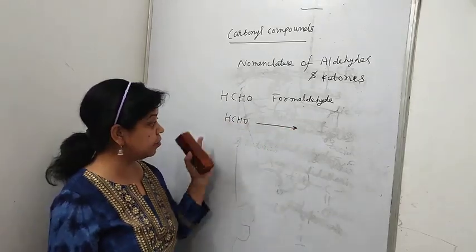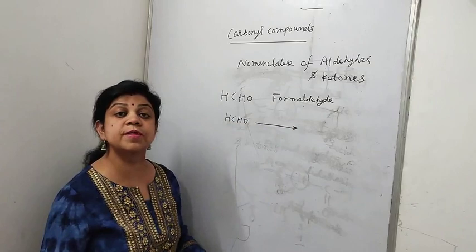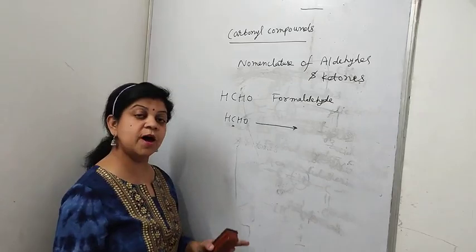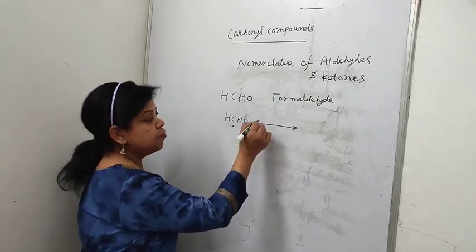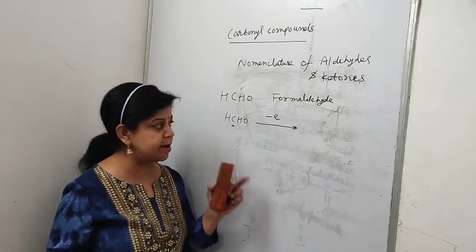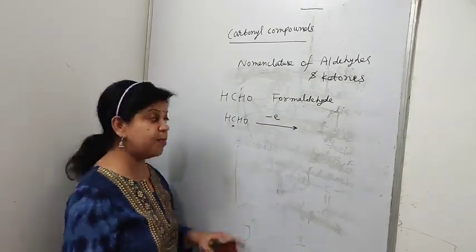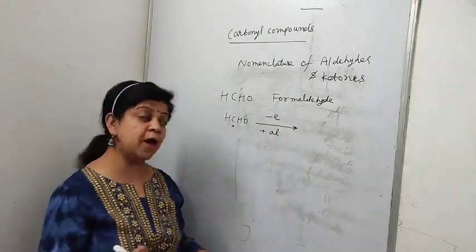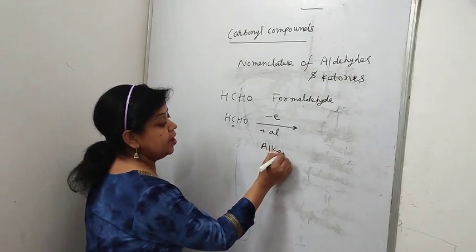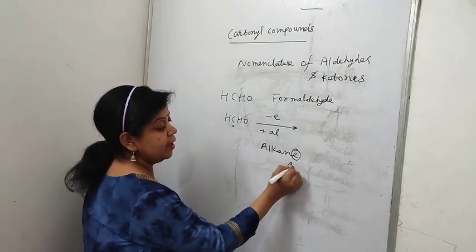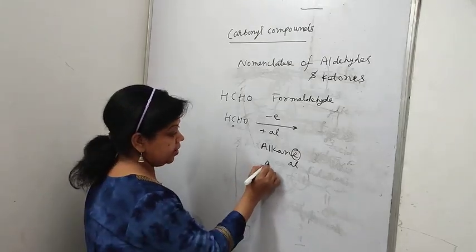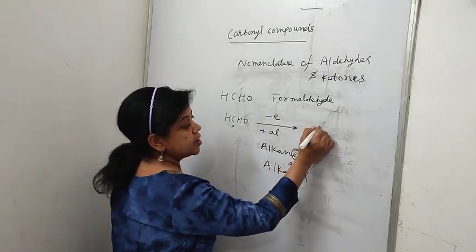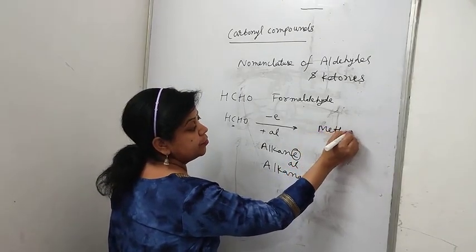So for naming of this compound, what we have to do? We can give the name of this compound on the basis of its parent alkane. So this is one carbon, so the parent alkane is methane. What we have to do? We have to replace and remove the suffix e by al. So what is the meaning of this equation? You have to replace the e of alkane by al. So what is the name of this compound? This is methanal. Very good.